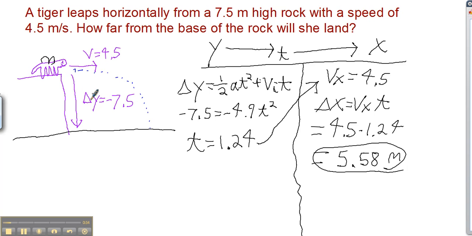And we also know that the rock was 7.5 meters high, which means your delta y, how far you fell, is you went down 7.5 meters. So delta y is negative 7.5.